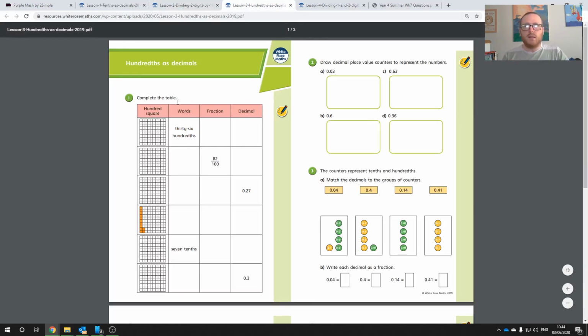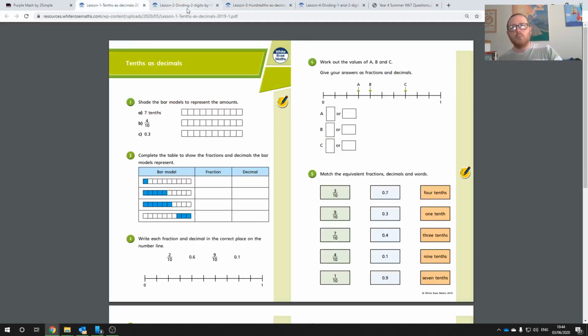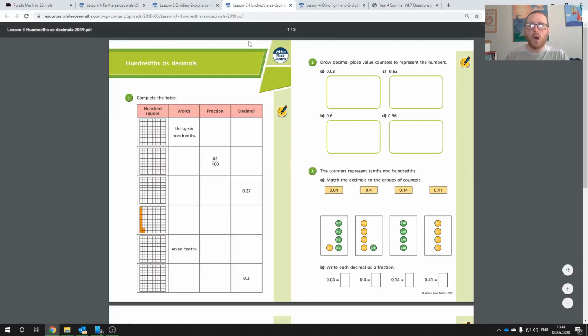Now the next day, day 3, is very similar to day 1, but instead of tenths, you're now dealing with hundredths. Okay, so you've got a 100 square here, you've got a words column, a fractions column, and a decimals column, and you've got to try and draw or write the matching things.